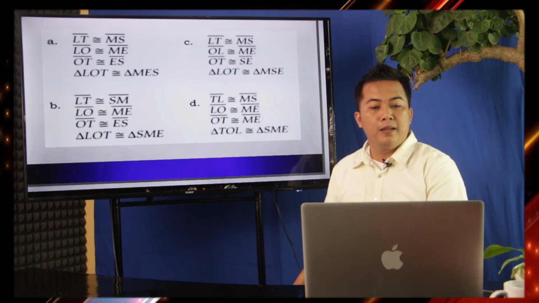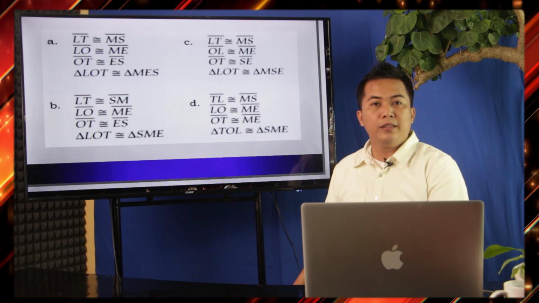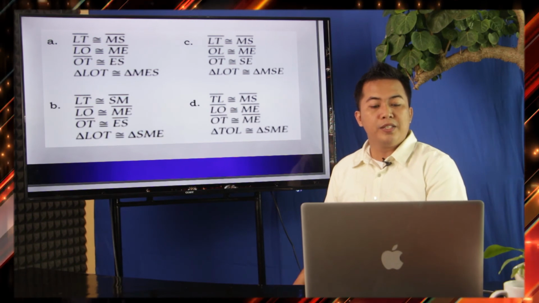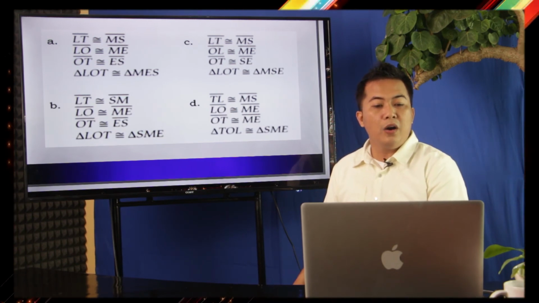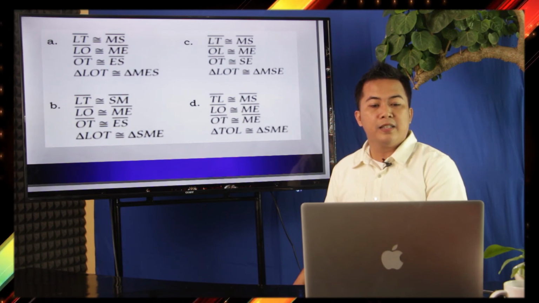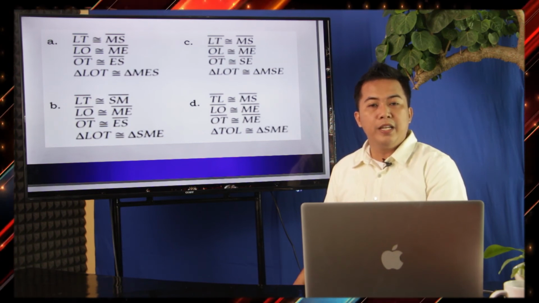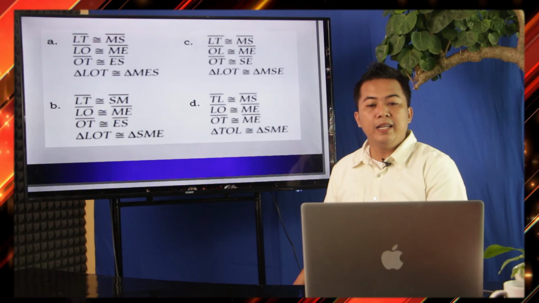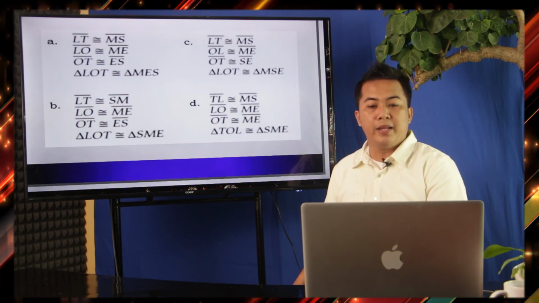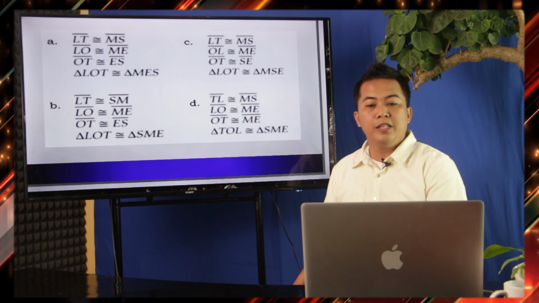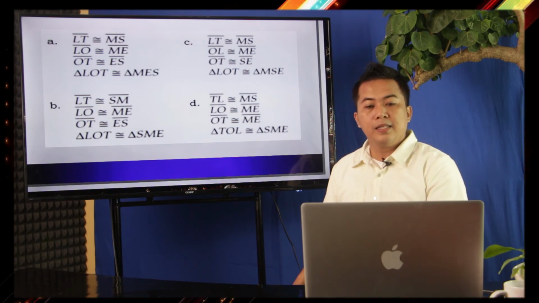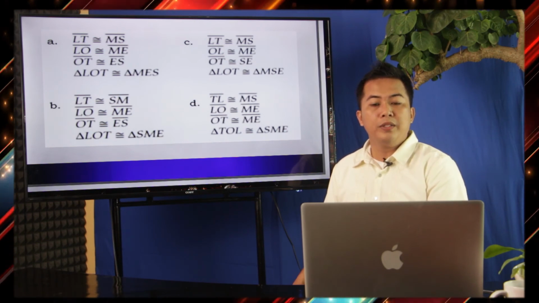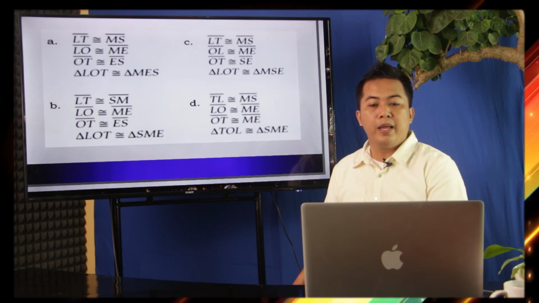Letter B. Side LT is congruent to side SM. Side LO is congruent to side ME. Side OT is congruent to side ES. Triangle LOT is congruent to triangle SME. Letter C. Side LT is congruent to side MS. Side OL is congruent to side ME. Side OT is congruent to side SE. Triangle LOT is congruent to triangle MSE.